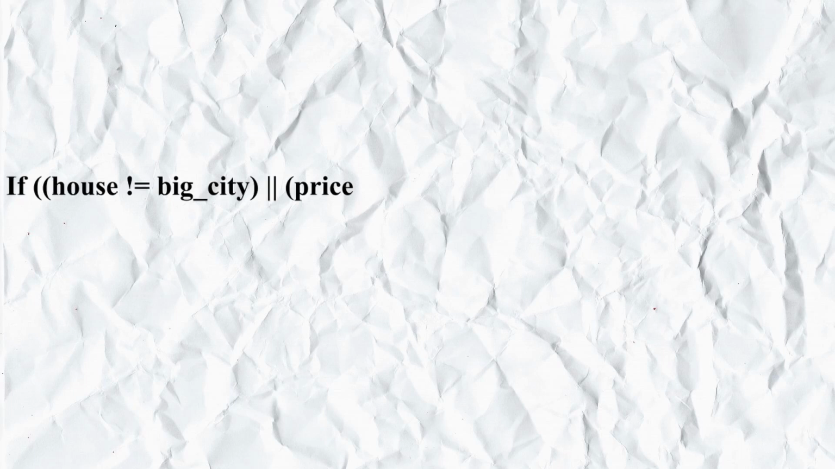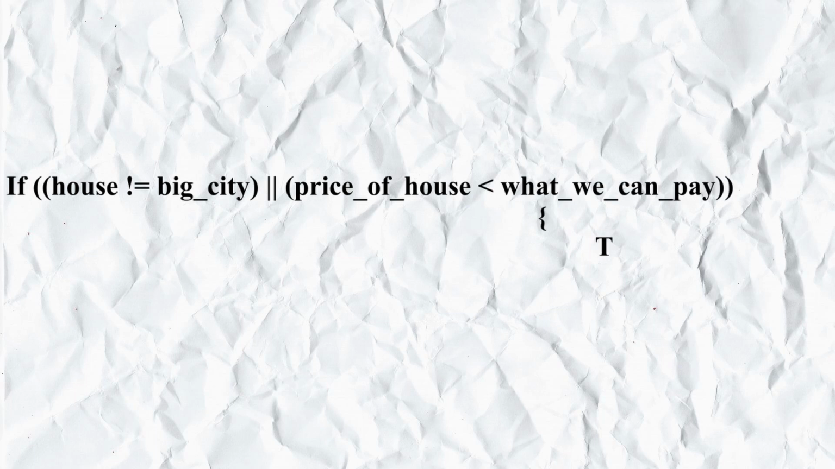The NOR gate, for example, can be rewritten as if house is not equal to big city, or price of house is less than what we can pay, then buy the house.